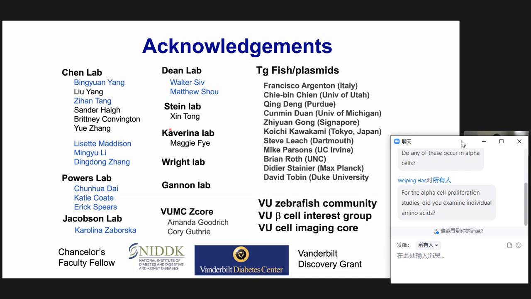Because the CASR, rarely, I think maybe in a couple of instances, papers describe that CASR can activate PKA. So we did not look into the PKA aspect.